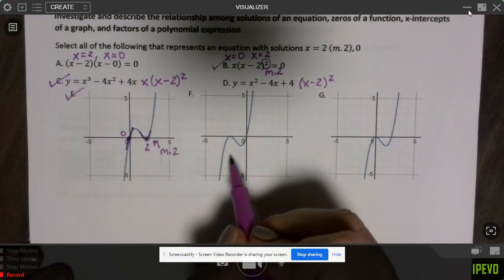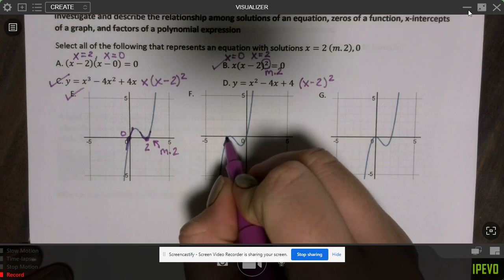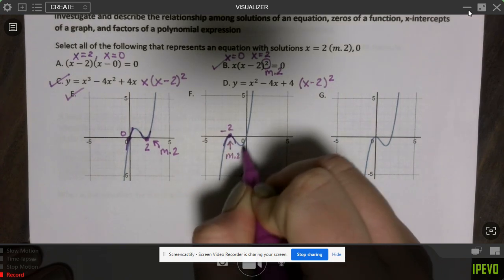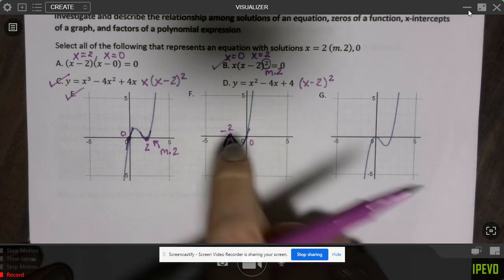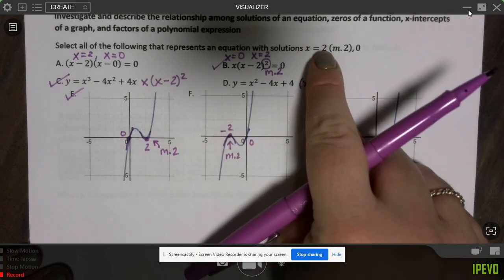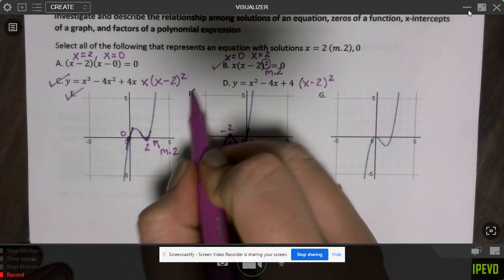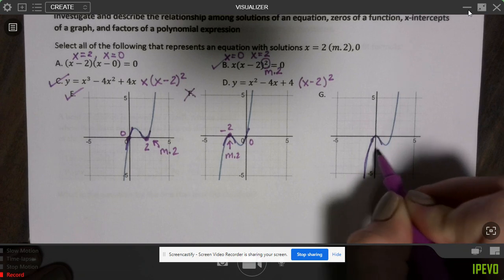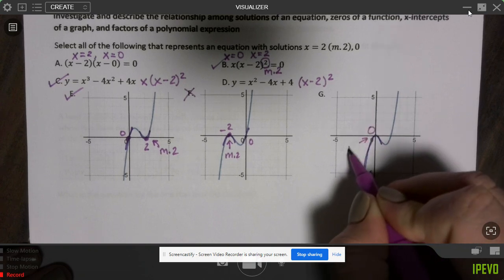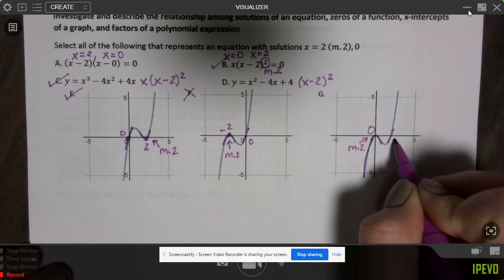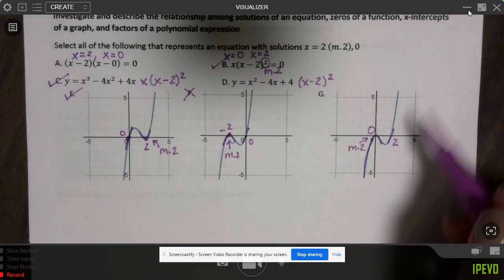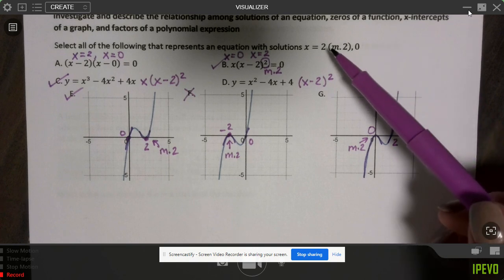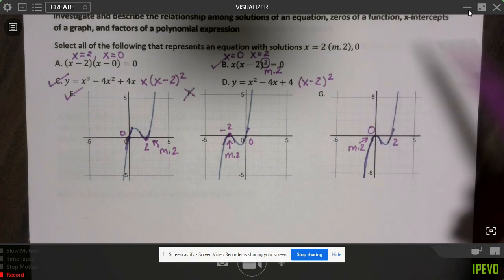Looking at this over here, my solution would be negative 2 with a multiplicity of 2, and then crossing at 0. But my solution isn't a negative 2, it's a positive 2, so it's not F. And then G here touches at 0 and comes down, so 0 has the multiplicity of 2, and then crosses my x-axis at 2, meaning there's only a multiplicity of 1. And that's the wrong order. I need 2 to have the multiplicity and 0 to just cross once.